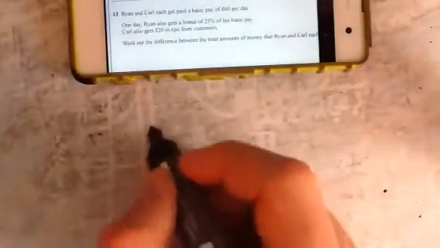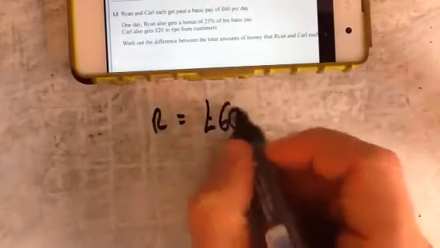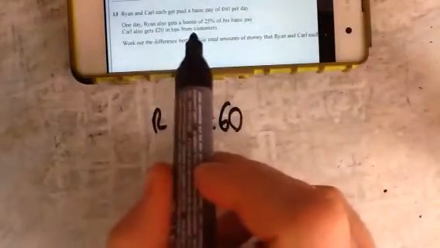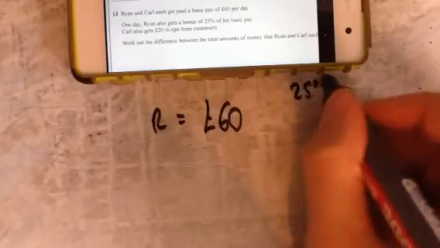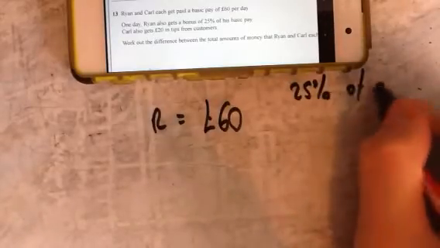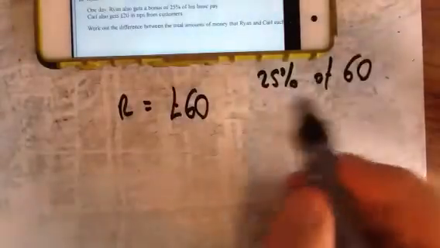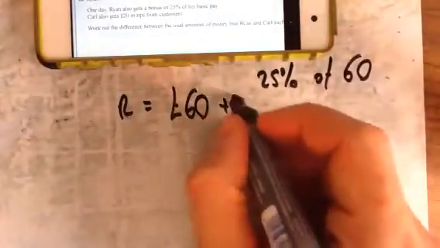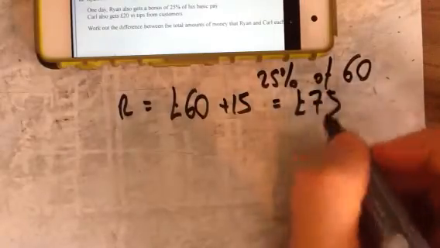Right. So let's just do Ryan first. Ryan gets £60. Okay. And he also gets a bonus of 25% of this £60. Now, 25% is quite an easy number because it's a quarter of it. So I need to know what a quarter of 60 is, which is 15. So I need to add 15, which means Ryan gets £75.